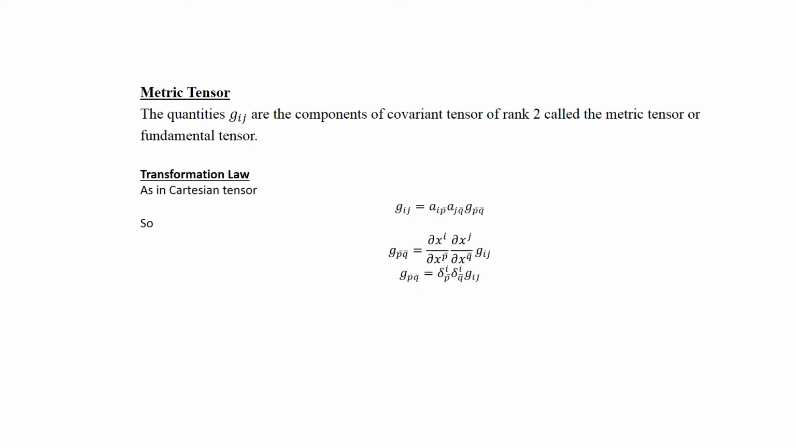And if we write its inverse transformation, this direction cosine can be written as G P bar Q bar is equal to partial xi over partial x P bar into partial x J bar over partial x Q bar Gij. This transformation can also be written as delta I P bar delta I Q bar Gij. All these are equivalent forms: AI P bar, partial xi over partial x P bar, or delta I delta P bar. In the first term we call it direction cosine, in the second term it is direction cosine, in the third term it is direction cosine, although their notation is different.